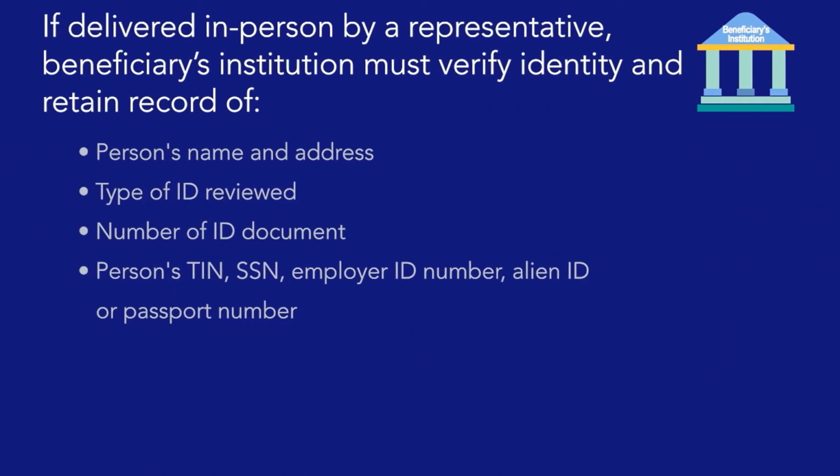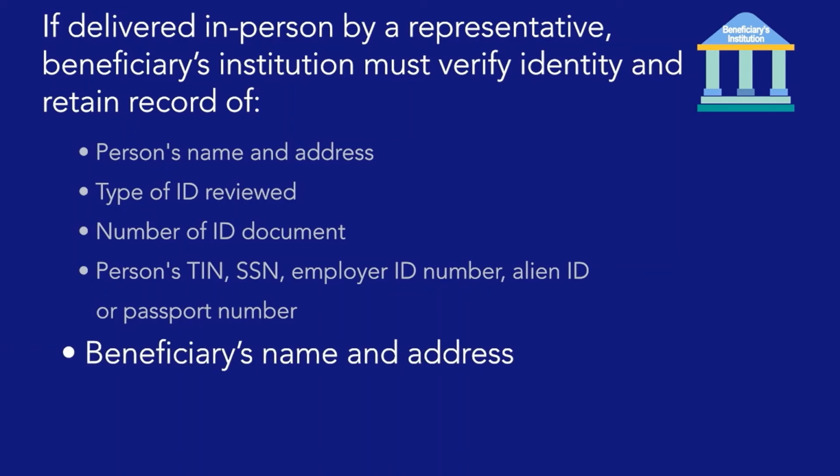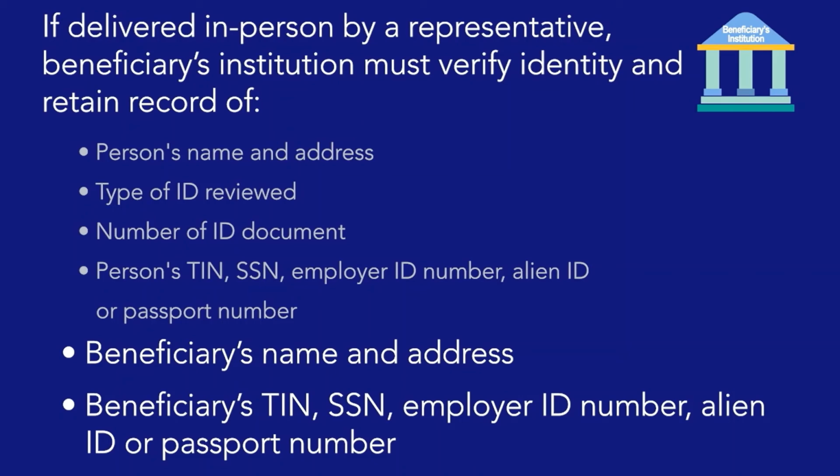When delivering the proceeds to a person who is not the beneficiary, for example, when the beneficiary is a corporation and the proceeds are delivered to an employee of the corporation, the beneficiary's institution must follow the steps just mentioned and retain a record of the beneficiary's name and address and the beneficiary's TIN if known by the person receiving the proceeds. If the beneficiary does not have a TIN, the institution must record an alien ID or passport number and country of issuance, if known by the person receiving the proceeds, or note that a number was not available.